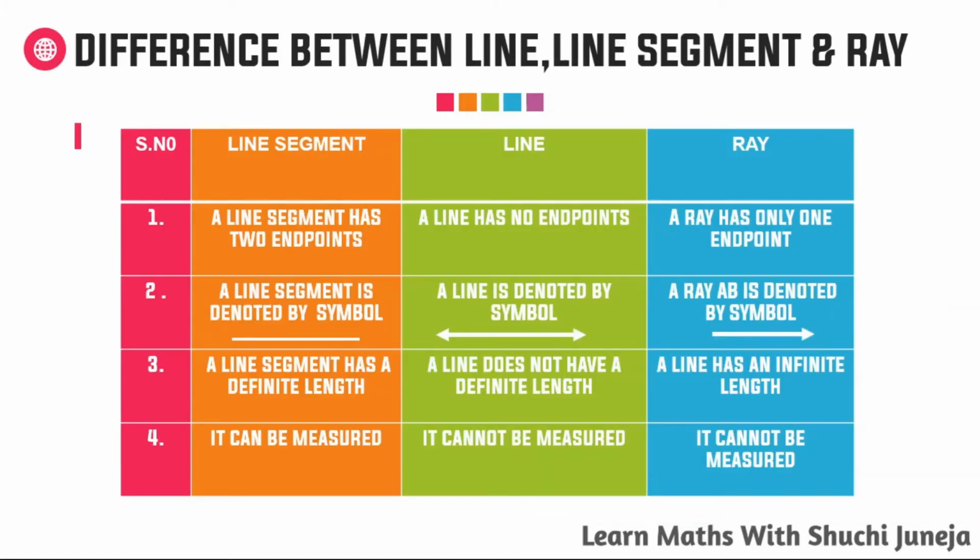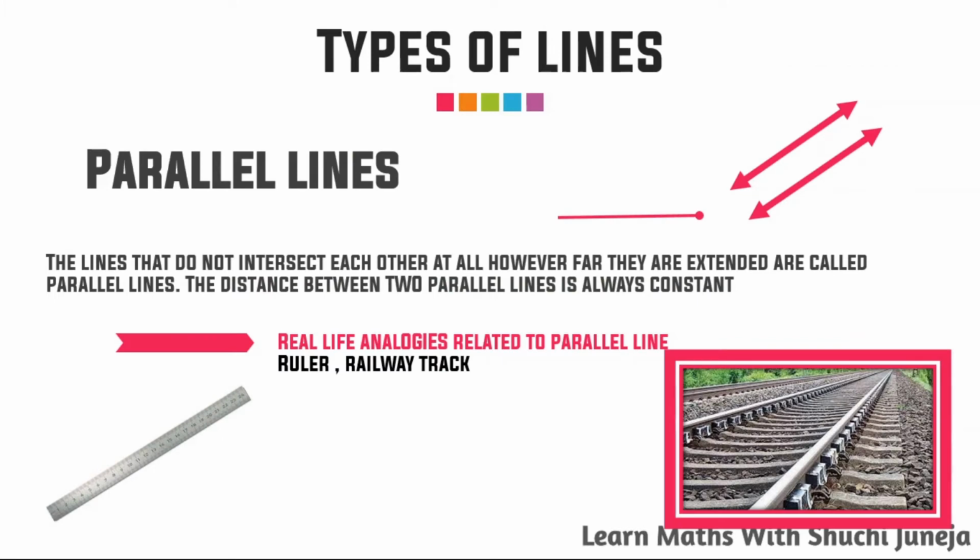Now in this table you can clearly see the difference between a line segment and a ray. I have mentioned all the points regarding the difference between line segment, line and ray. Moving on, we will now study the different types of lines. When we were young and started learning alphabets, we already knew about vertical and horizontal lines. We will now move on to parallel lines.